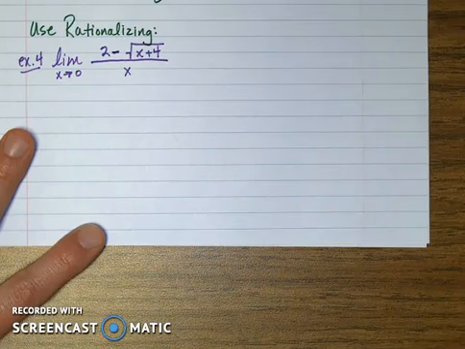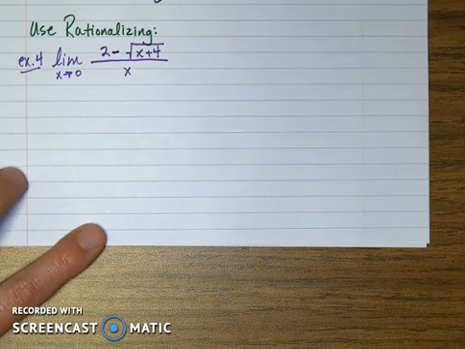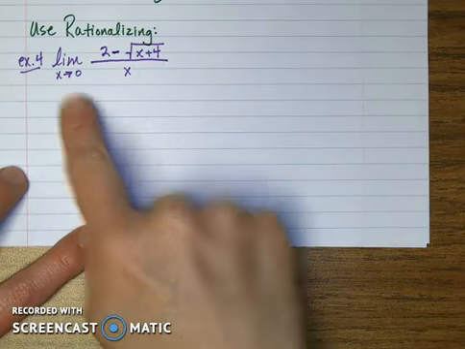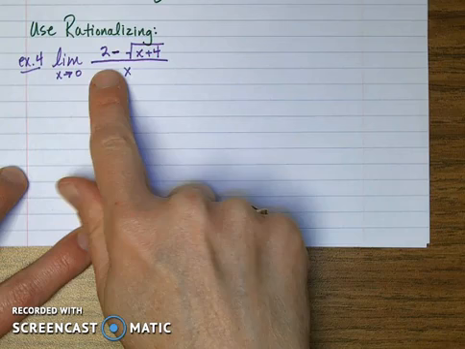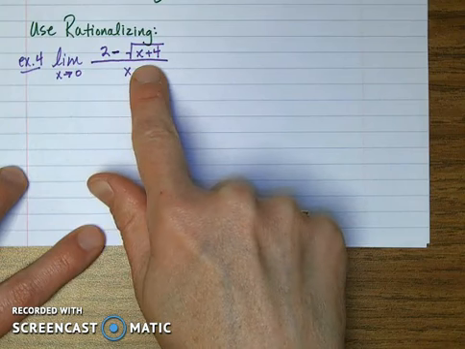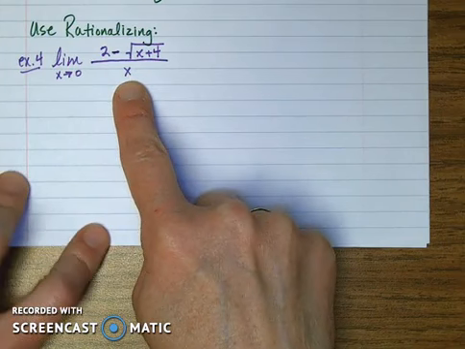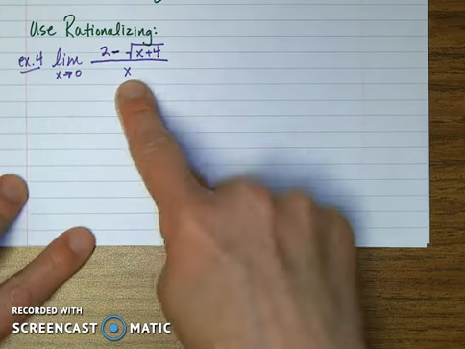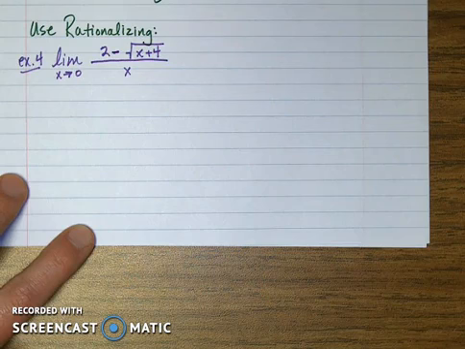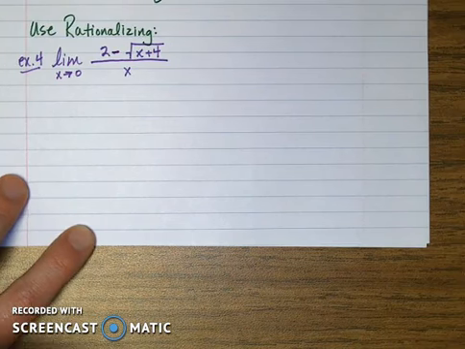All right, I'm going to set up a couple more examples, but we're going to use rationalization here when we have this limit. We're going to take the limit as x approaches 0 of 2 minus the square root quantity of x plus 4, divided by x. Now normally you think of rationalizing something that has a radical in the denominator and that you would have to get rid of. But sometimes you can rationalize from the numerator, and that's what we're going to do in this case.